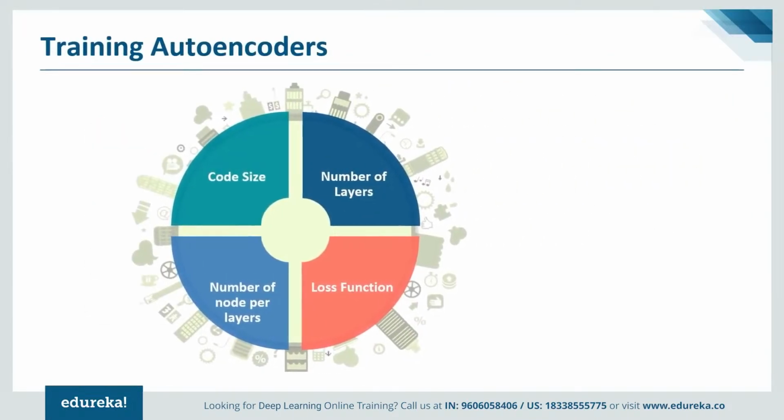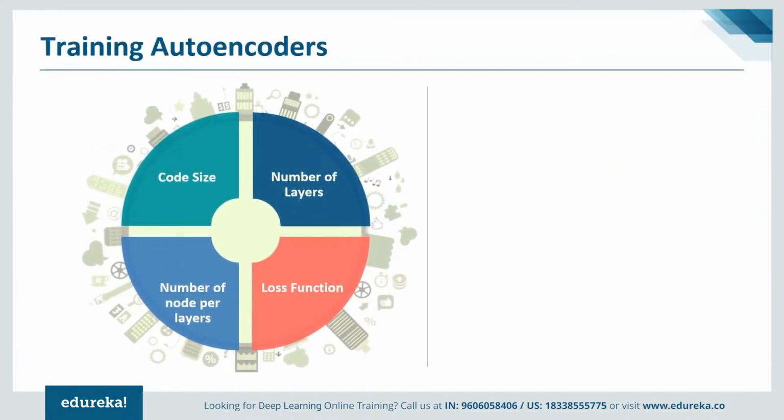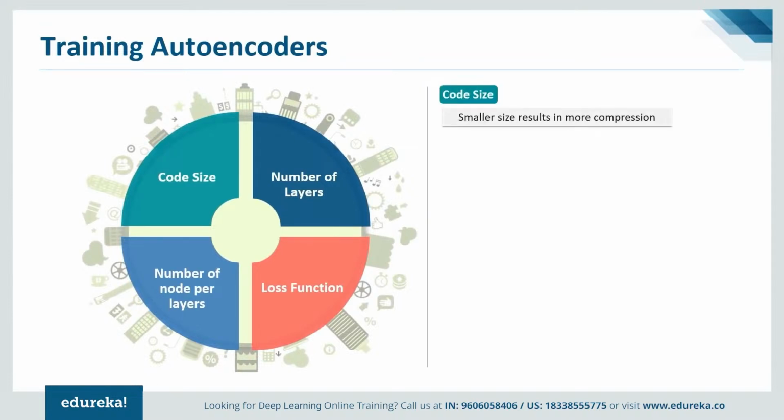Now there are four hyperparameters that we need to set before training them. The first one is the code size. The code size represents the number of nodes in the middle layer. Smaller size results in more compression. The second parameter is the number of layers. Now the autoencoder can be as deep as we want it to be. We can have two or more layers in both the encoder and decoder without considering the input and the output.